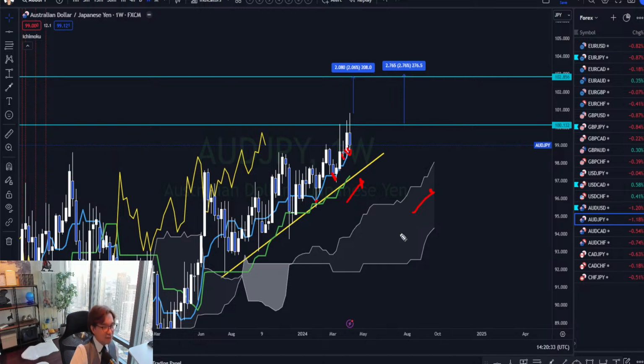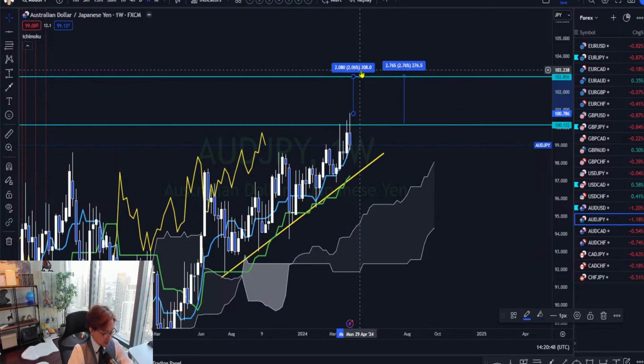And Kumo is not too thin. Kumo has been thick and big. So this is a stably bullish trend. So I think the next target is 102.85, and we have more than 200 pips to take. So that's, I think, one of the good markets to trade, AUD JPY.